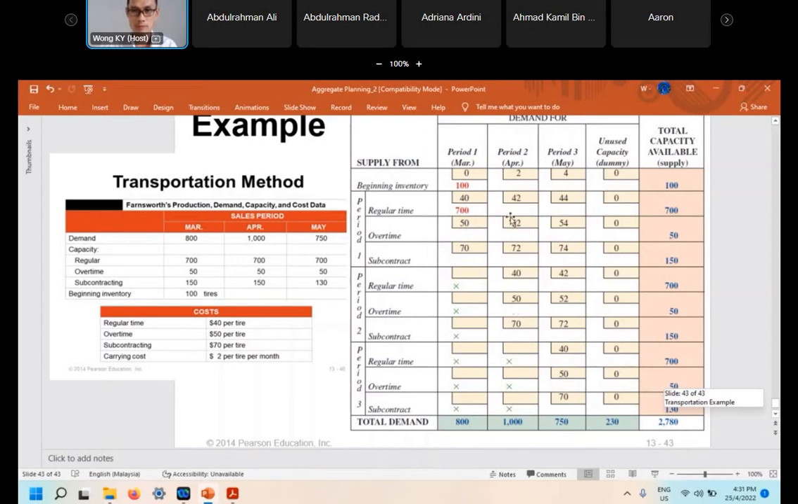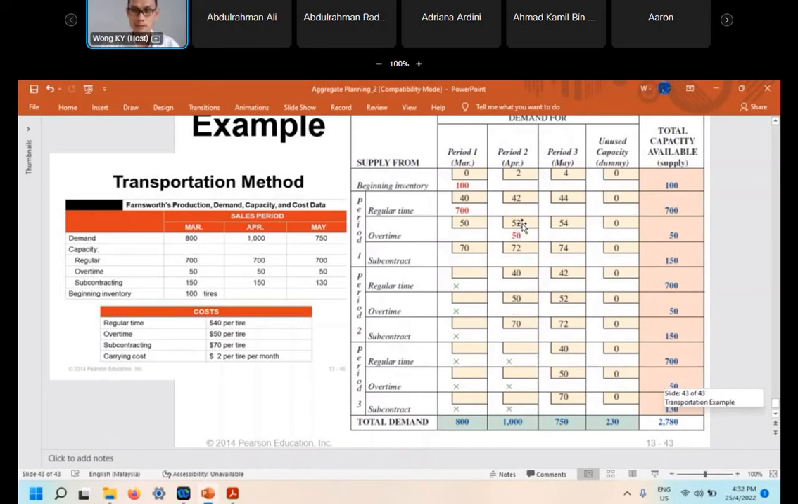cost, 52. So how much can I assign here? Maximum quantity I can assign here. Okay, 50, correct. I cannot assign 1000, even though demand is 1000, because my capacity is only 50. Right? So I can only assign 50. So assign 50 here.